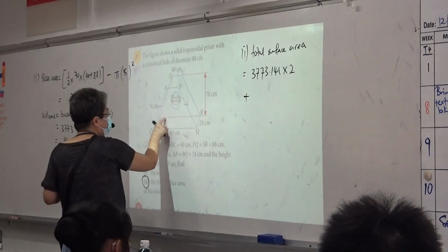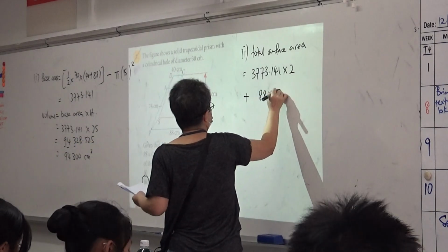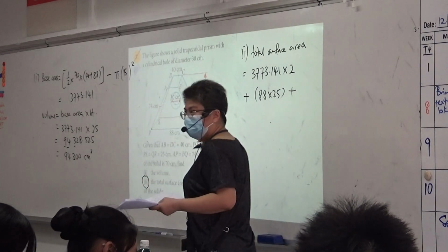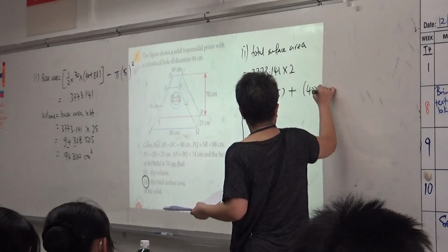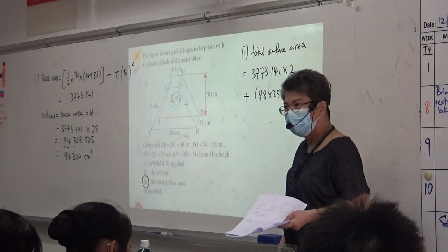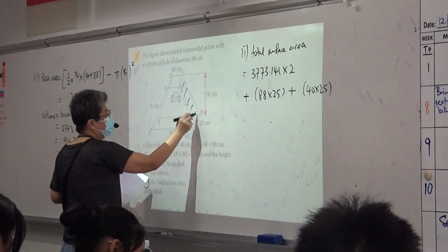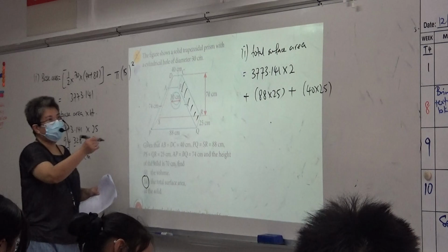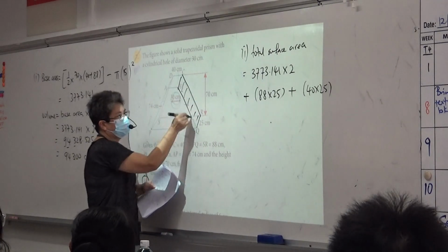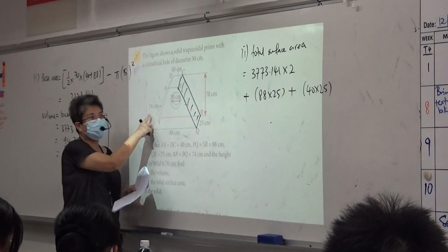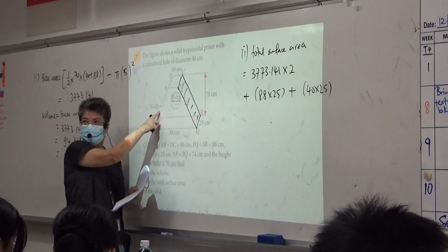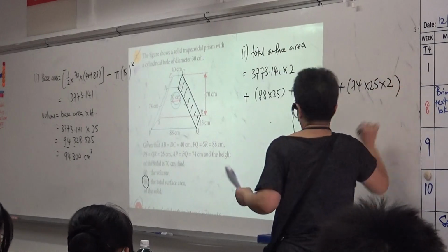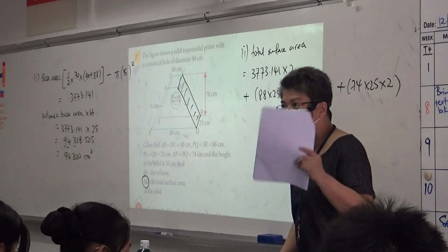Now, the total rectangle is what? 88 times 35, right? What about the top rectangle? 40 times 35, right? Okay, now, can you tell me what about this rectangle? How do I find the area of this rectangle? 74 times what? 35, but these two are the same, right? So I will have what? 74 times 35 and times 2, right?